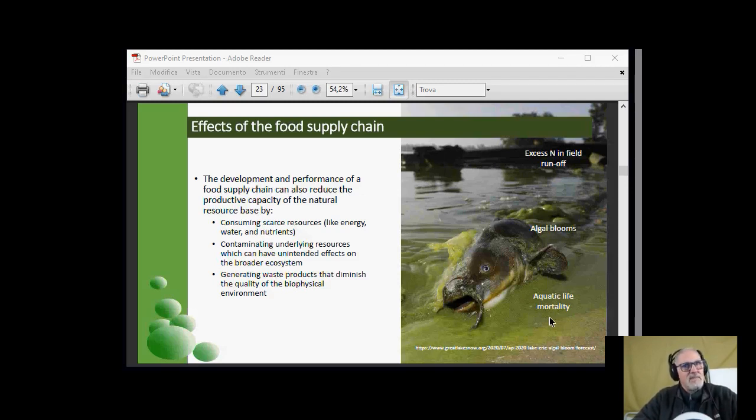It's devastating the lake ecosystem, but it's also putting at risk people whose livelihoods rely on the lake, through tourism, fishing, there's a whole set of knock-on effects. And so one of the key things with this food supply chain is this idea that it needs to produce efficiently, but not at the expense of poisoning and diminishing the quality of the biophysical environment that it's part of.